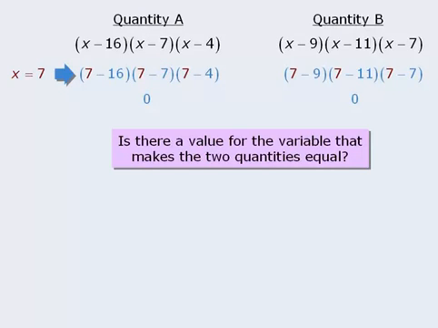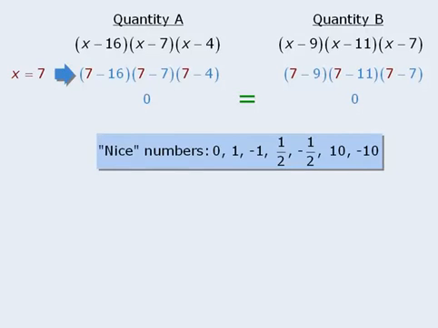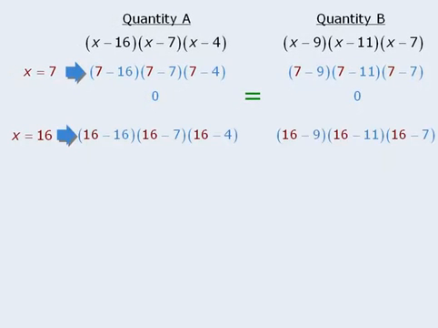So great, we've quickly shown that the two quantities can be equal, which means the correct answer here must be either C or D. At this point, we need to plug in another value. What would be a nice value to plug in here? Well, for this question, plugging in one of these numbers would take a lot of time. On the other hand, if we plug in 16, the two quantities are very easy to evaluate.